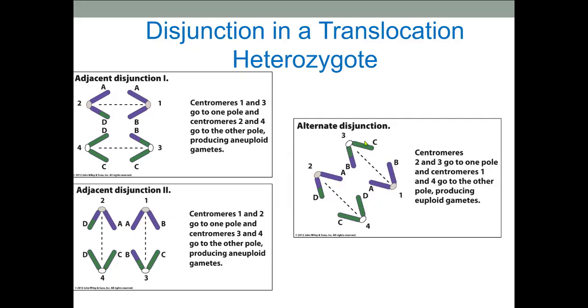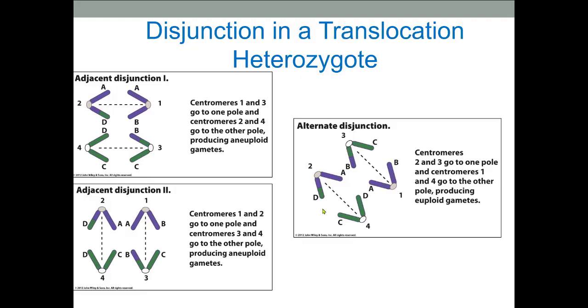What if we had this alternate disjunction, it's called, sort of a diagonal alignment? Now, although the pieces are mixed up, we'd still have an A, a B, a C, and a D in each cell. So these gametes would be normal, although the chromosomes constituting them would be reshuffled. They would show that translocation.